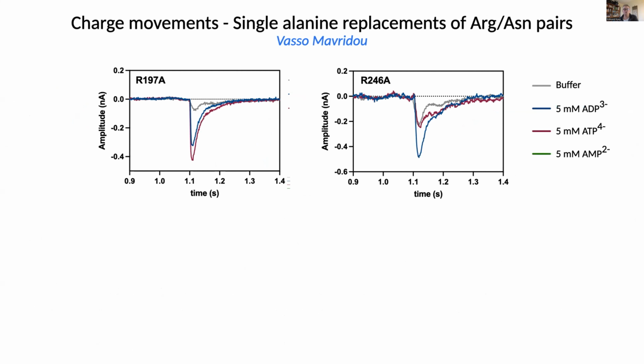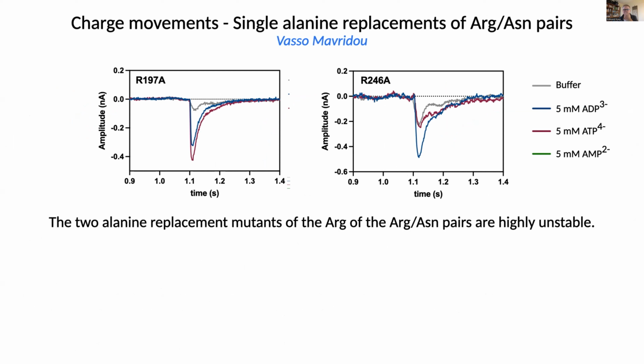Okay, what about the two arginines in the arginine-asparagine pairs? And in fact, they also show current. These are much more difficult to handle. They're very unstable, so difficult to reconstitute. But Bazzone managed, after a few tries, to actually obtain currents for those as well.